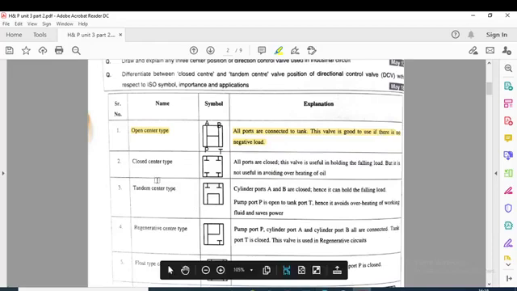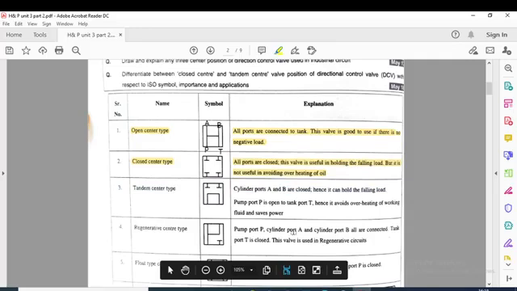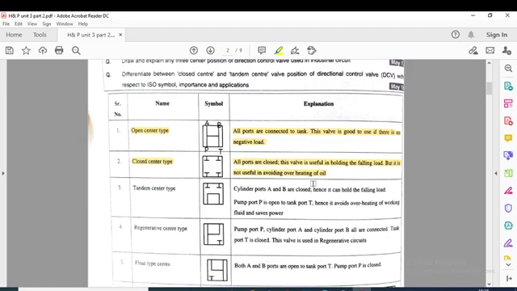Then this is the closed center type position. We already saw here the closed center type means all ports A, B, P, and T are closed here. So all ports are closed, and the valve is useful for holding the falling load, but it is not useful in avoiding overheating of the oil. I already taught you how holding of load is essential, and how this overheating of oil occurs. We already covered this concept previously.